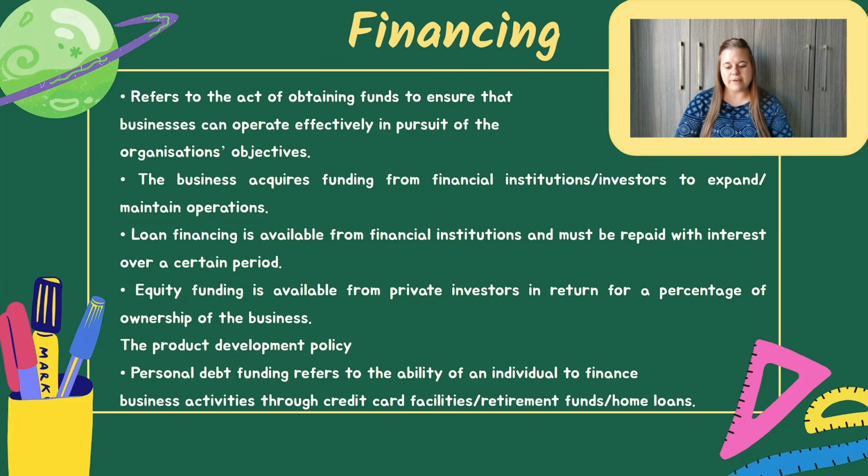Loan financing is available from financial institutions, but it must be repaid with interest over a certain period. Equity funding is available from private investors in return for a percentage of ownership of their business. A nice example here is the program Shark Tank, because there they advertise their business and then they get investors to invest in their business. That's how they get the financing, but then they get a percentage ownership of their company.